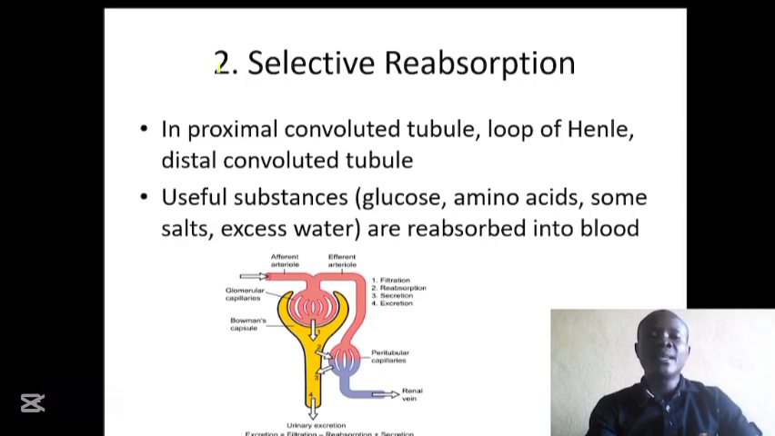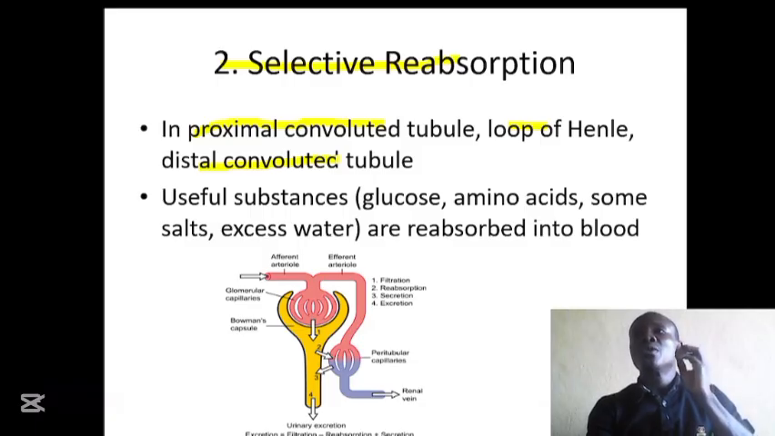Number two is selective reabsorption. It occurs in the proximal convoluted tubule, loop of Henle, and distal convoluted tubule. As I told you, smaller molecules, whether useful or useless to the body, will pass through the pores of the glomerulus into the Bowman's capsule. From the Bowman's capsule, they will be transported into the proximal convoluted tubule, loop of Henle, and distal convoluted tubule before they get into the collecting duct.